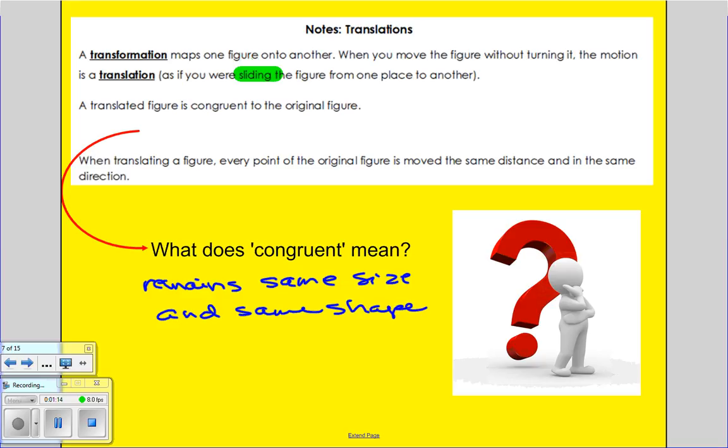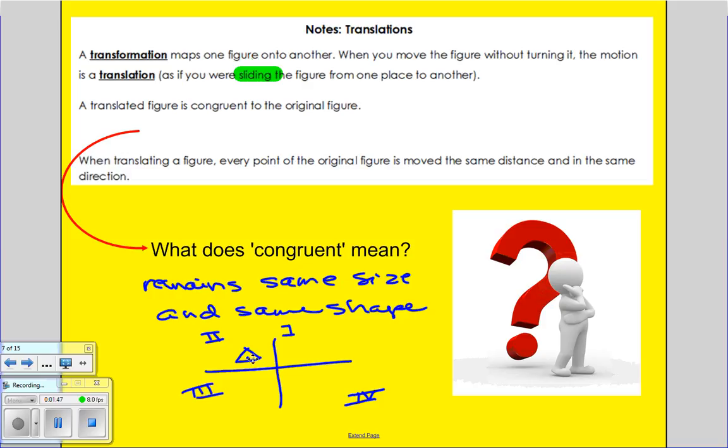Okay? Now when we're translating a figure, every point of the original figure is moved the same distance in the same direction. So if I have a coordinate plane and I have a square, or let's call it a triangle here, that'll be a better example. If I have this triangle here and I want to slide the triangle down to this quadrant, and remember our quadrants go 1, 2, 3, 4 in the shape of a C.